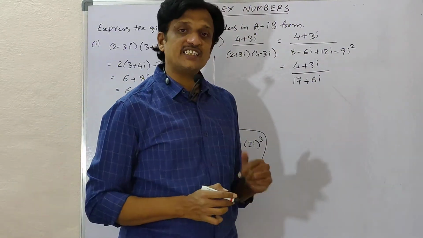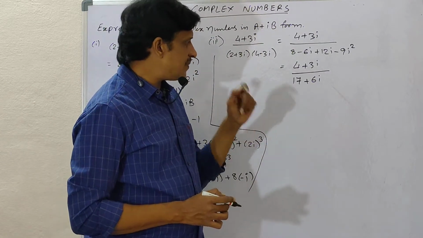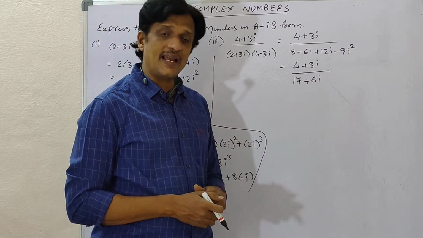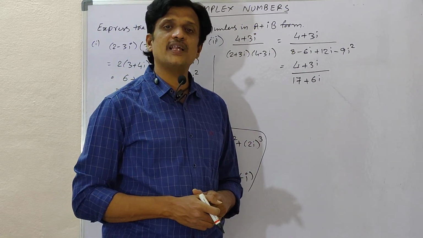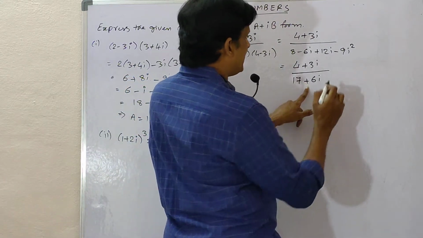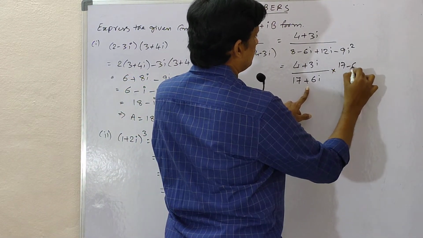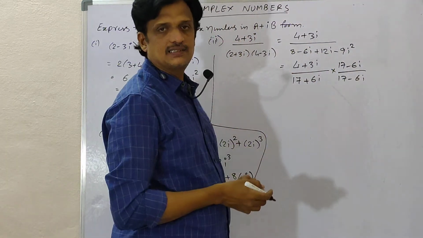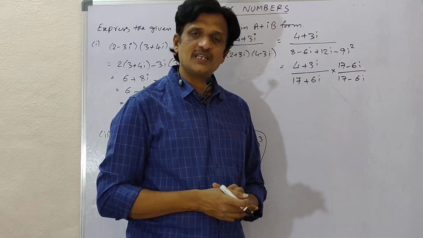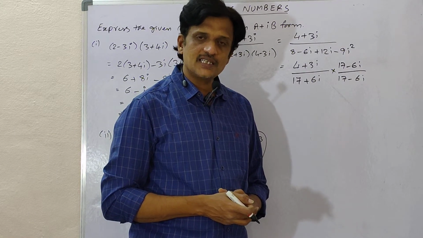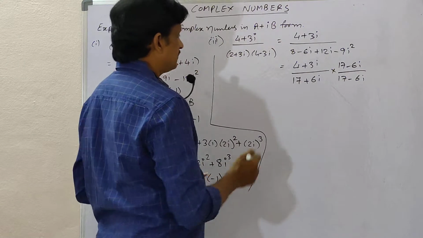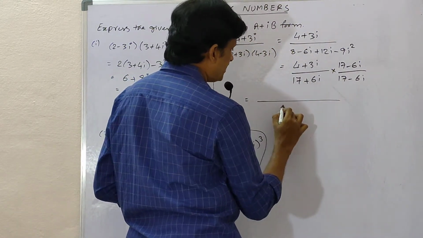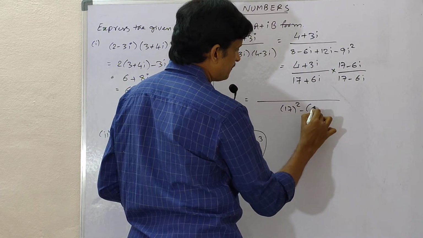Now we got this in the fractional form. Here in the denominator 17 plus 6i is given. So to get this in the simplified form, we should multiply and divide with its conjugate complex number, that is 17 minus 6i. If a plus ib is the given complex number, then its conjugate complex number is a minus ib. Then the denominator is in the form of a plus b into a minus b, that is a square minus b square.